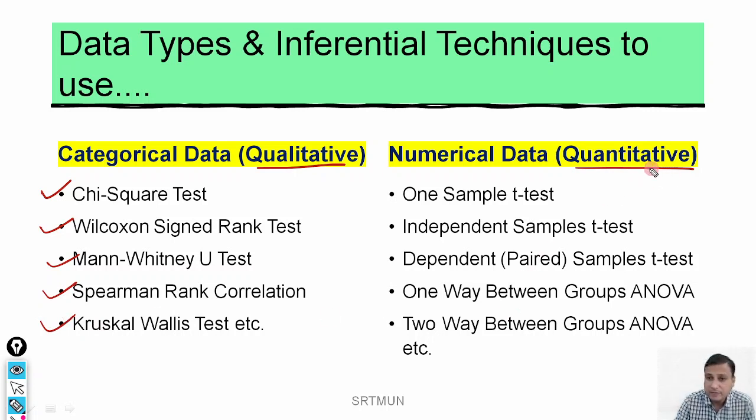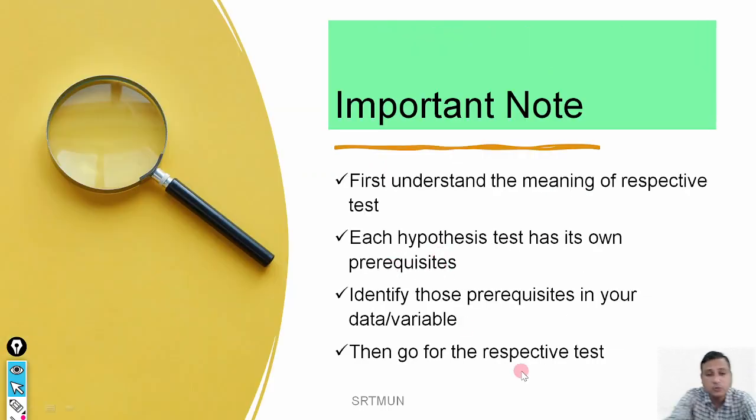Fine. If you have quantitative variables of interest, and if you have made a hypothesis statement considering those numerical variables, then you can go with a one-sample t-test, independent-sample t-test, paired-sample t-test, or ANOVA, two-way or one-way. So the thing is, if you know your data, then and only then can you go forward for statistical treatment. So here are some important notes.